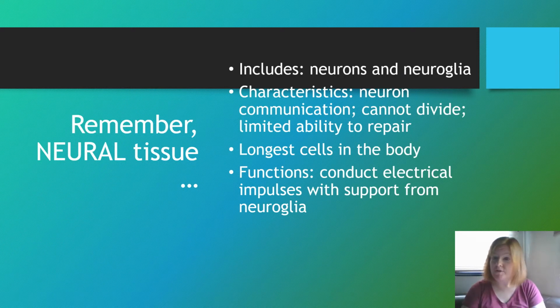Remember, these are the characteristics we talked about before. It includes neurons and neuroglia. The characteristics are for communication. The cells can't divide. There's some limited ability to repair. They're the longest cells in the body, and they conduct electrical impulses with support from those glial cells or neuroglia.